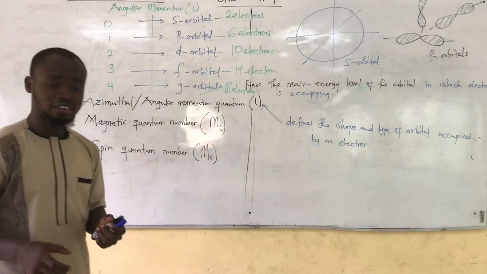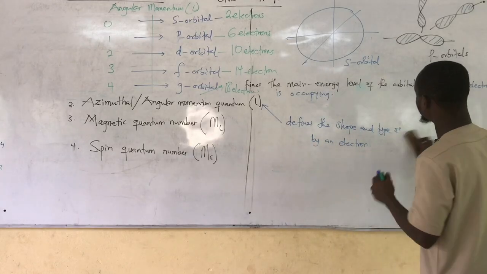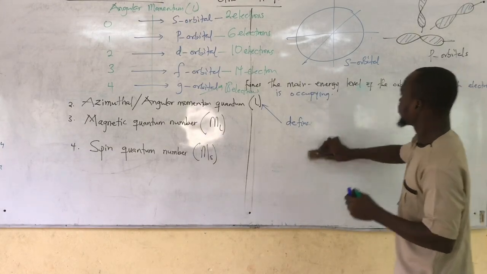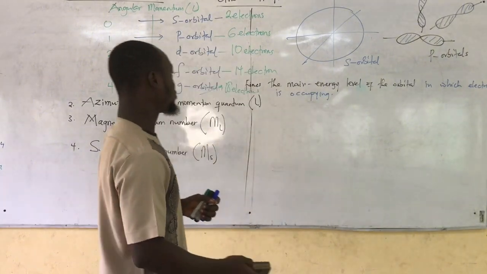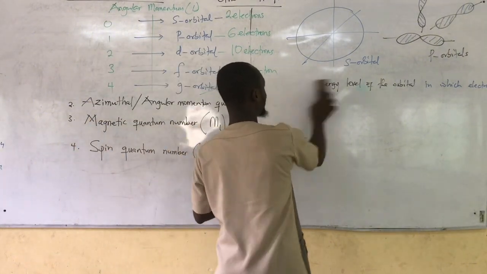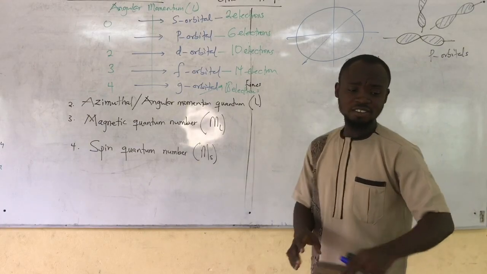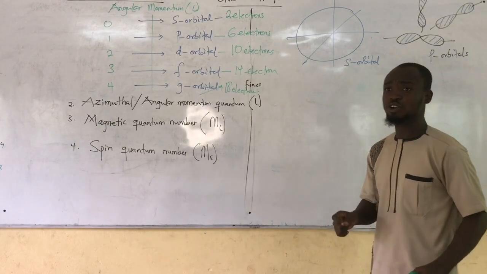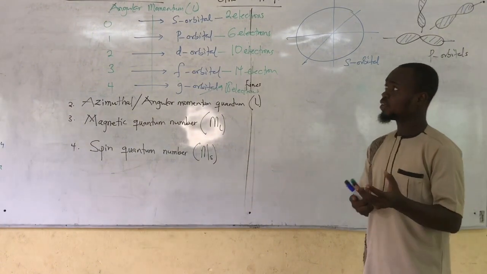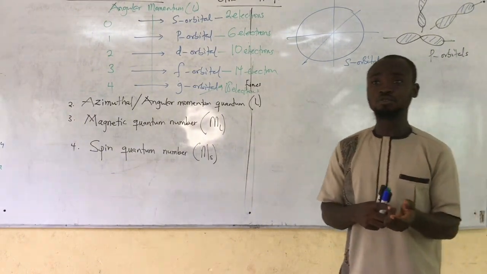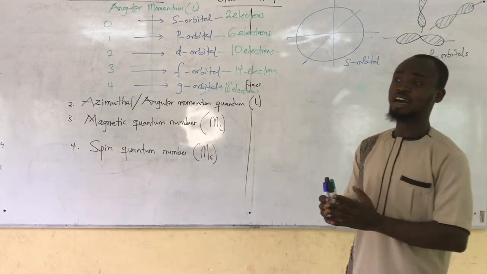Now let's look at a simple explanation of the principal quantum number and then the azimuthal quantum number. We said that the principal quantum number defines the main energy level of the orbitals in which electrons occupy. And in addition to that, we said the azimuthal or the angular momentum quantum number defines the shape and type of orbital an electron is occupying. And I said the azimuthal can have values from 0, 1, 2, 3, 4 in that order.